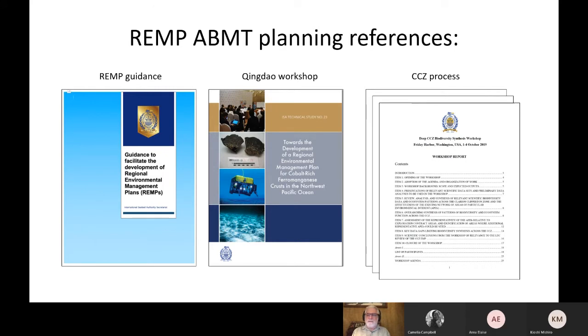and at cobalt-rich crusts, and had a bunch of guidance that was developed out of that workshop that is very relevant to this process. Also, there's the CCZ process that's been ongoing for a number of years that is also very relevant to this current process. So we need to build on these existing processes as we move forward with this workshop.